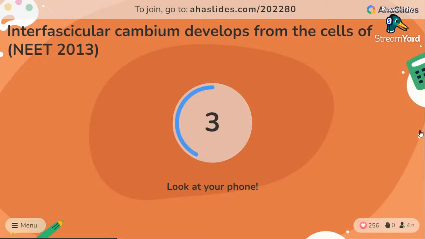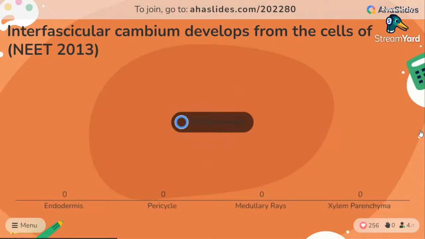Interfascicular cambium develops from the cells of, NEET 2013: endodermis, pericycle, medullary rays, xylem parenchyma. Interfascicular cambium develops from the cells of endodermis, pericycle, medullary rays, and xylem parenchyma.